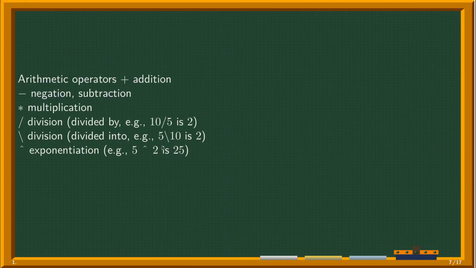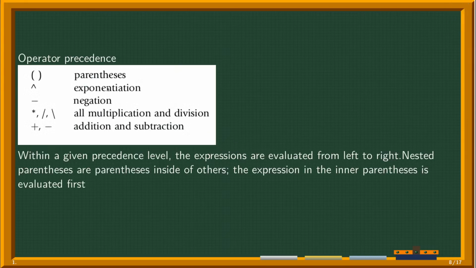When we have these operations, MATLAB uses operation precedence. That means if we have two operations, which one goes first? The operators have this precedence: parentheses go first, then exponents, negations, then multiplication and division, and then addition and subtraction.